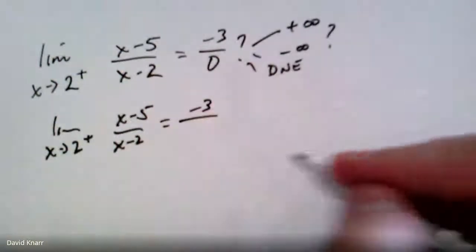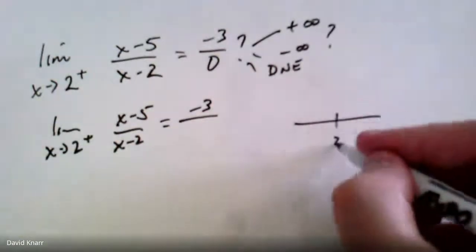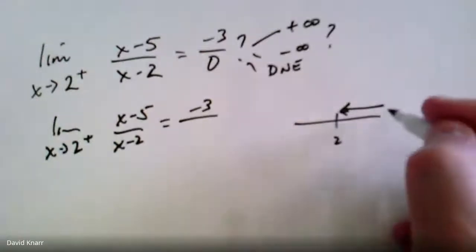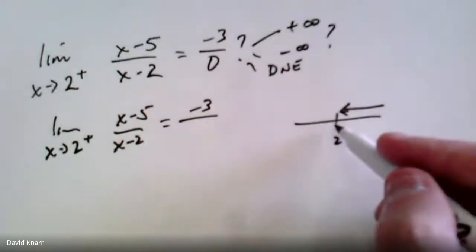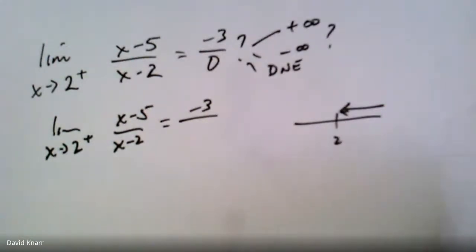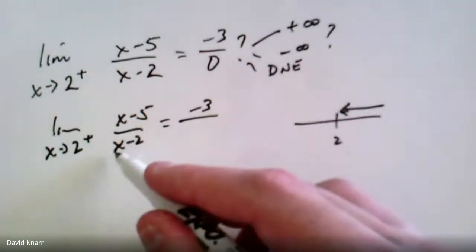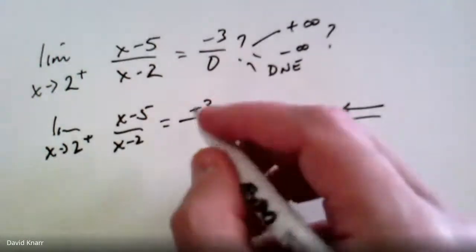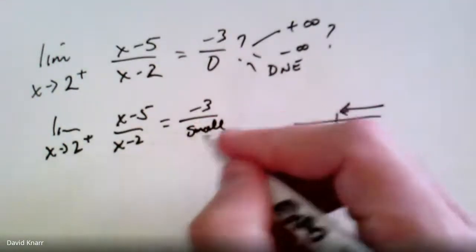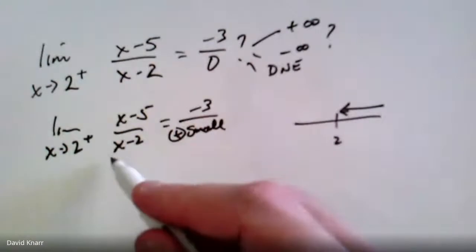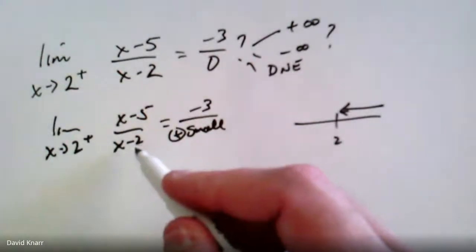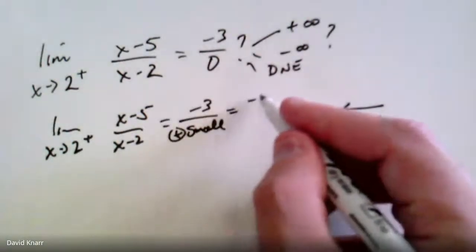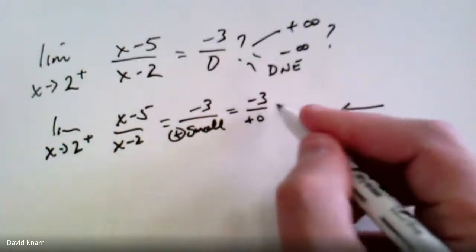I get -3. If I substitute 2 in the denominator, 2 from the right is just larger than 2. So it's like 2.1, 2.01, 2.001. If I take those numbers and direct substitute them into the bottom, I get a number that's really small, but the number is positive because it's 2.01 minus 2, which is going to be a positive number. Or -3 over a positive 0.